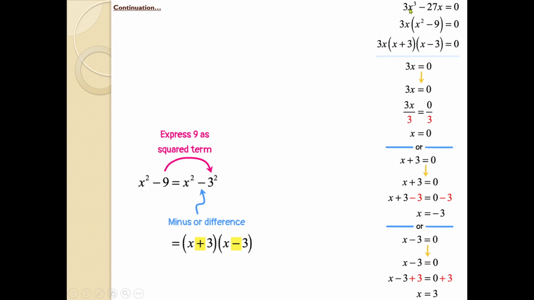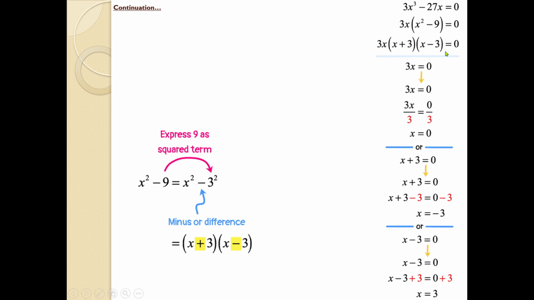See, this was the question, 3x cubed minus 27x equal to 0, which can be written as 3x into x square minus 9 equal to 0. Again we can simplify this because it is in the form of a square minus b square, which can be written as a plus b into a minus b. The concept is you are bringing down the power of the variable to a monomial value. Now it is x raised to 3, which can be brought down to a variable value. So it is written as 3x into x square minus 9, which can be written as x plus 3 into x minus 3 equal to 0.